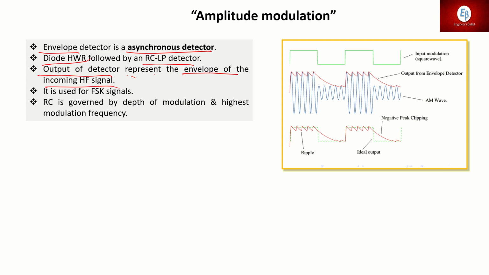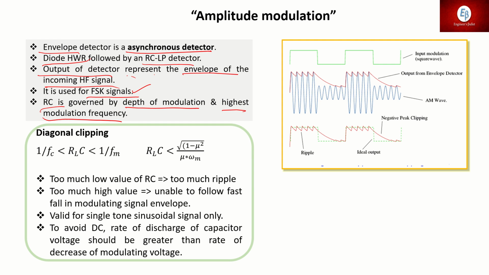The output of the detector represents the envelope of the incoming high frequency signal. Means if we take the output of the detector, then it will be the envelope of the incoming high frequency signal, and this is also used for FSK, frequency shift keying signals. And the RC is governed by the depth of modulation and the highest modulating signal frequency. So in this case we will see that diagonal clipping will occur in the envelope detector if the condition is other than this. If RLC is greater than 1 by ωm, then diagonal clipping will occur.